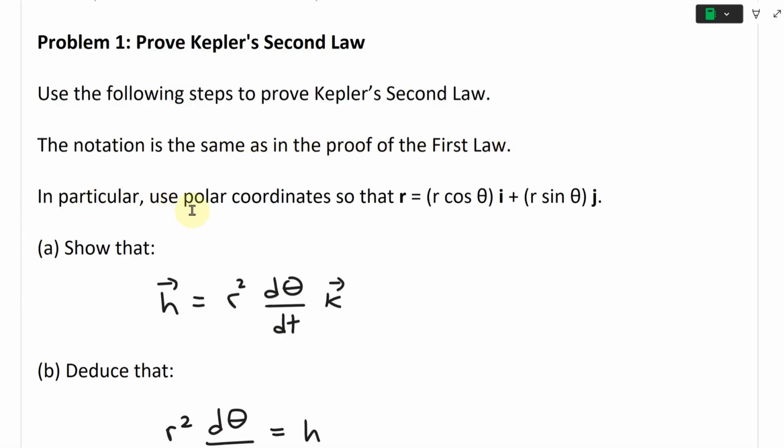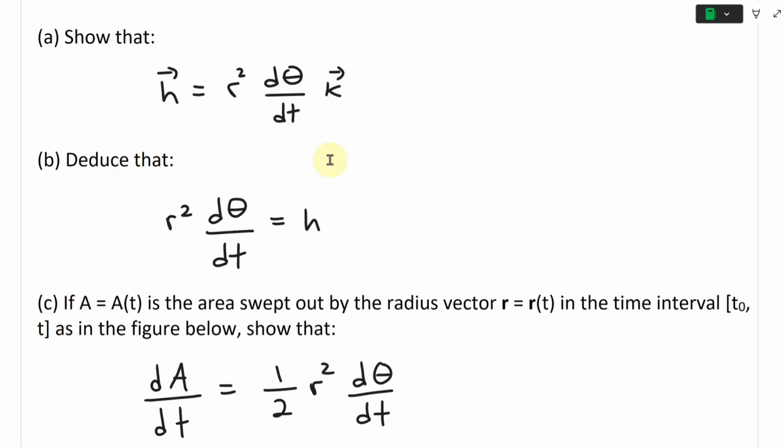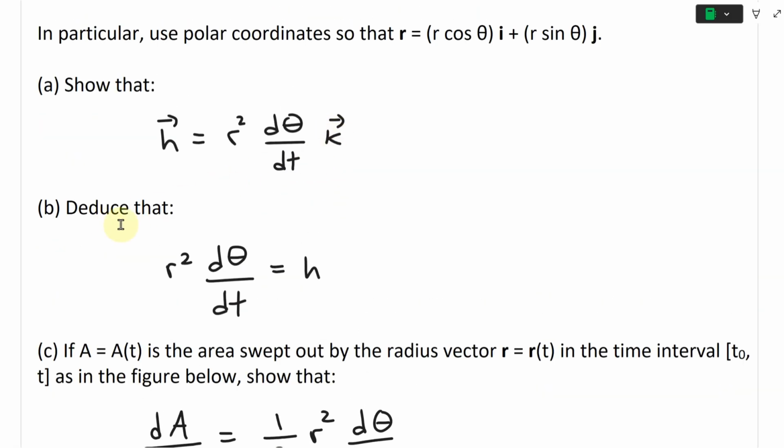So in particular, use polar coordinates so that r equals r cosine theta i plus r sine theta j. And we don't need a 3D component because it's all on one plane there. Again, that's just standard polar coordinates. So we're asked to show that the h vector equals r squared d theta over dt times the k vector. That's the standard basis vector, k. So deduce that r squared d theta over dt equals h.